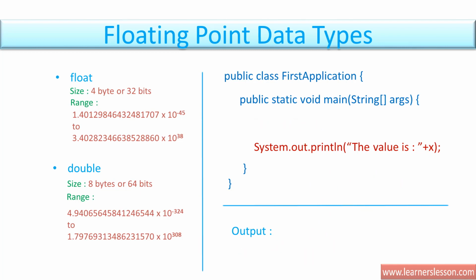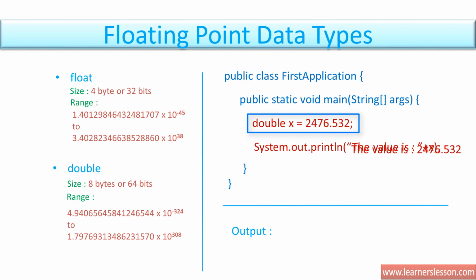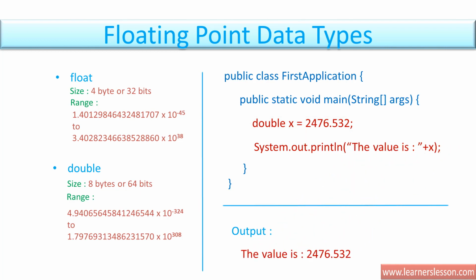Again, let us see an example with double. So we have initialized the double variable with 2476.532, and the great thing to note is we don't have to mention any d after this. It prints just fine.